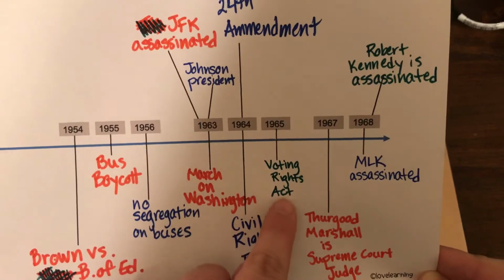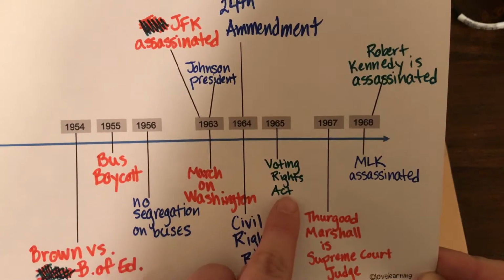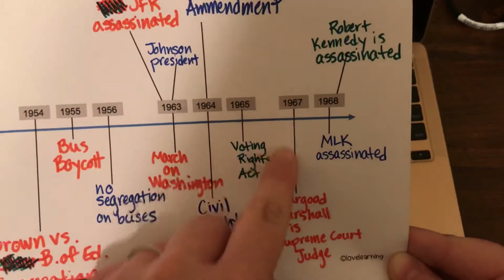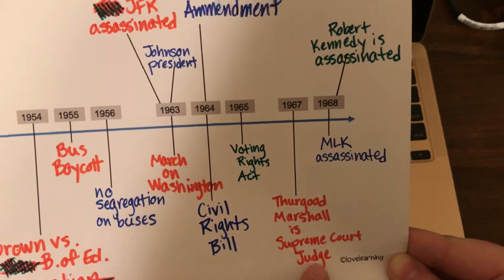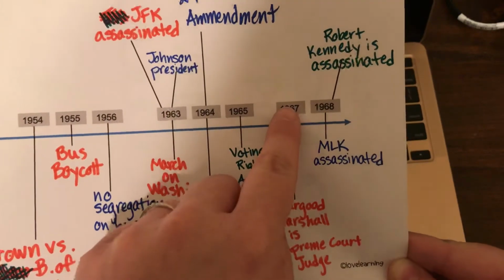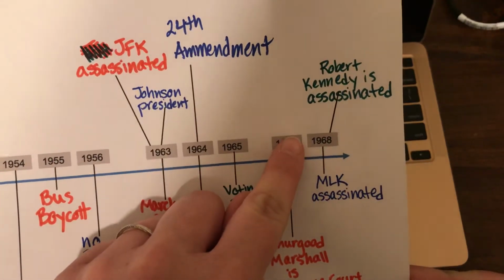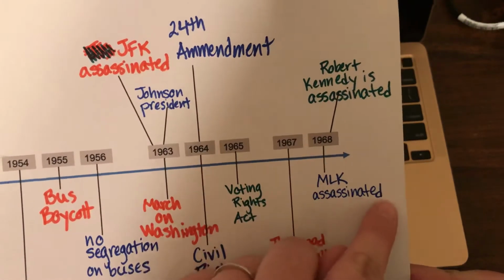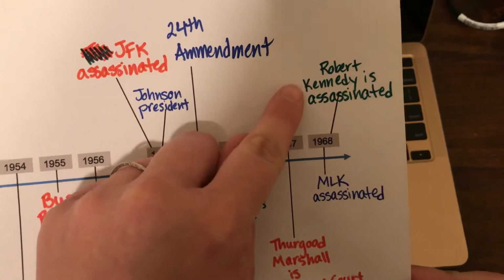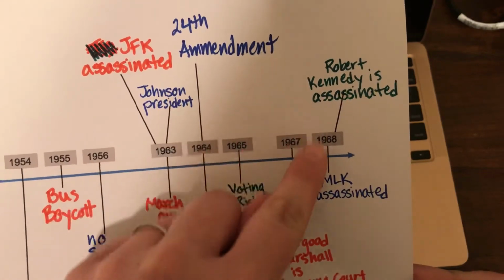1965, Voting Rights Act was enacted. No longer had to read to vote. We had 1967, Thurgood Marshall is now a Supreme Court judge, the first African American judge. And now 1968, we had not only MLK assassinated, but Bobby Kennedy, who was running for president, also assassinated. 1968, a scary time for that to happen.